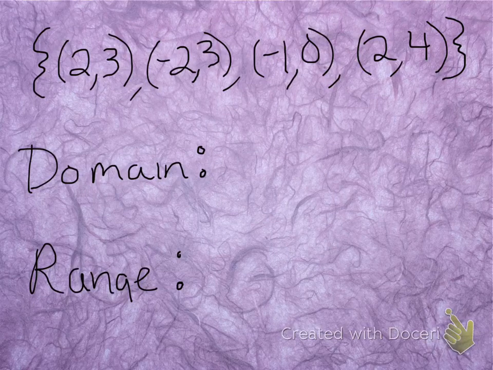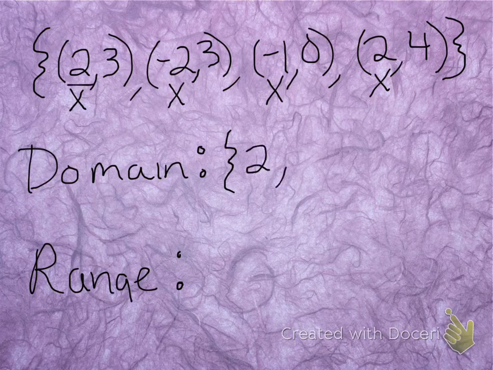Alright, so in this case, we have a set of points. To find our domain, we basically just have to list our x values. So if we remember, our x values come first in all of our coordinate points. So our domain is going to be 2, -2, -1, and 2 again, but we don't list it twice. So our domain is just 2, -2, and -1. And we always show the domain and range with brackets on each side.